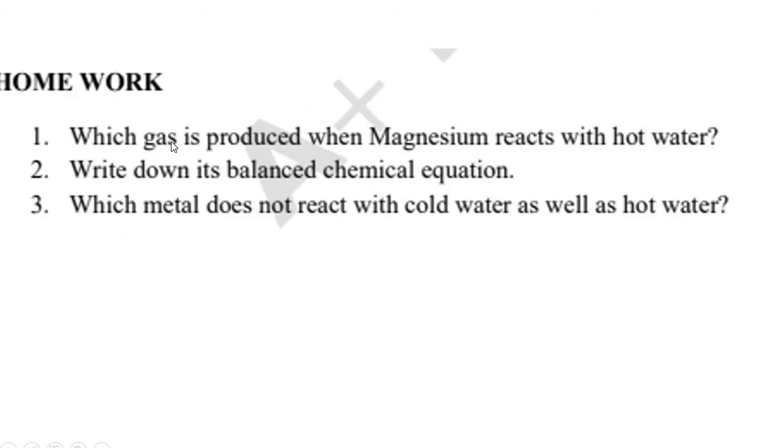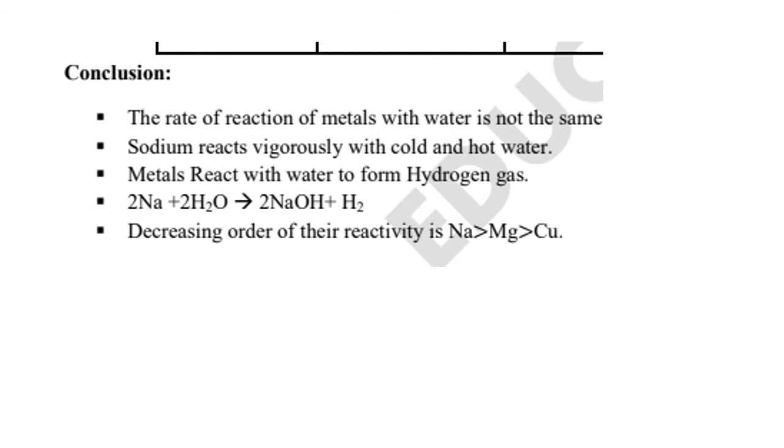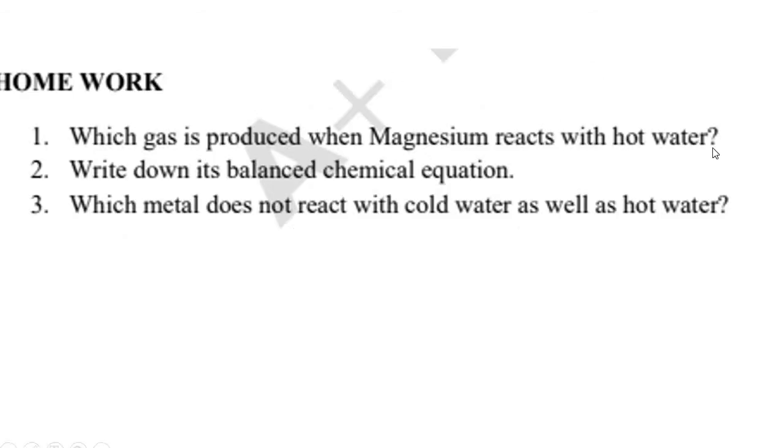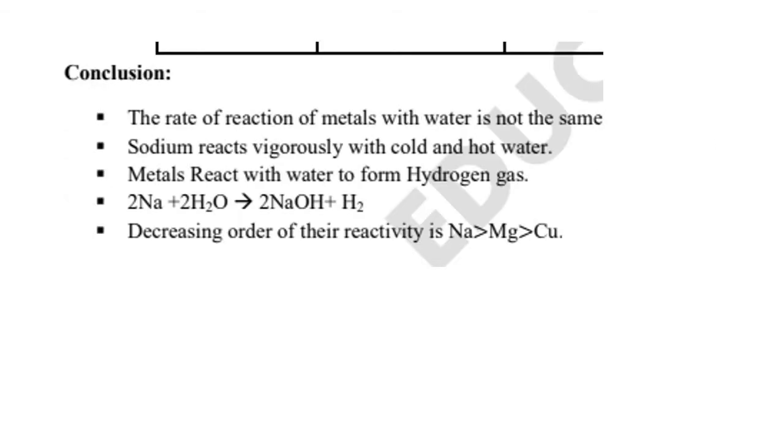Now you have to write these questions in your notebook and also the answers. Which gas is produced when magnesium reacts with hot water? When a metal reacts with water, you know which gas will be produced. You have to find out the answer and write it, and you have to write its balanced chemical equation. Try to find out the reaction between magnesium and water.